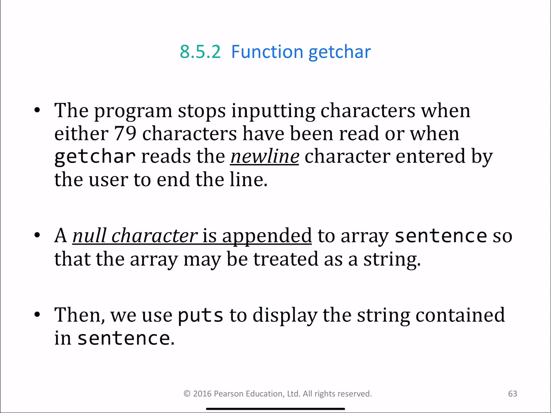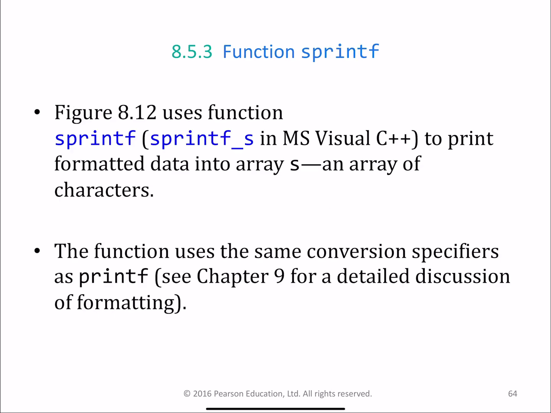So there are two conditions for the while loop in this program to continue: the loop counter must stay under 79, and the character received using the getCharacter function must not be a newline character. After we exit the while loop, we have to manually append a null character at the end to mark the end of the string, and we print out whatever we have read in using the puts function.